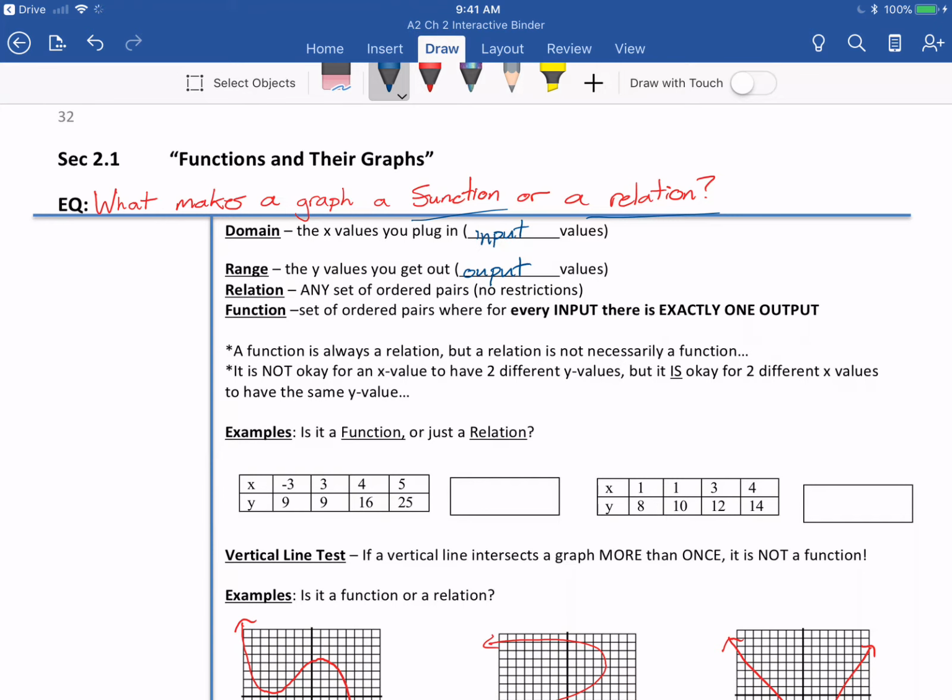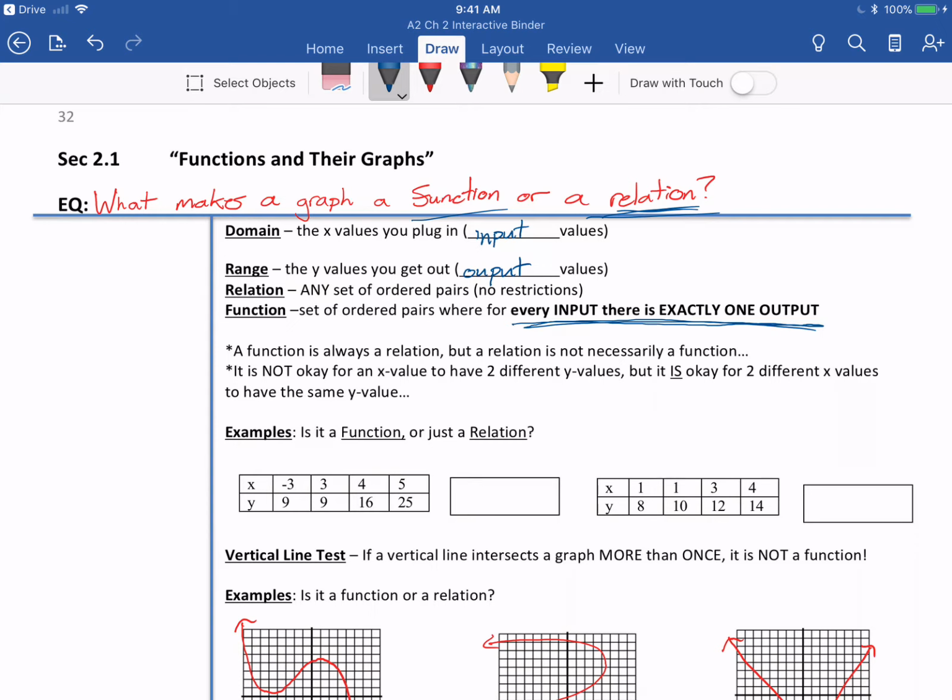A relation is any set of ordered pairs. That's in the essential question there. Every set is a relation, no matter what. There are no restrictions at all. Anything that we graph, anything that we look at is going to be a relation. But a function is where it gets a little bit more tricky. A function is a set of ordered pairs where every input has exactly one output. A function is always a relation, but a relation is not always a function. That's the key thing there.